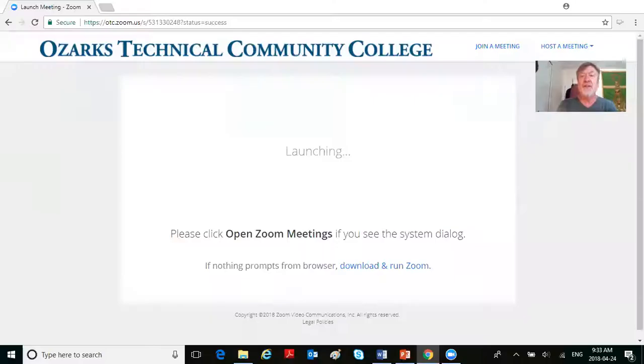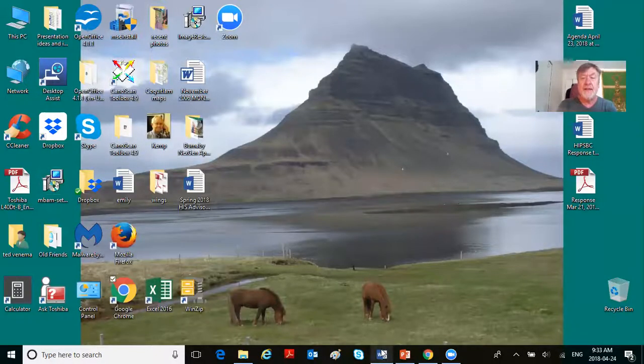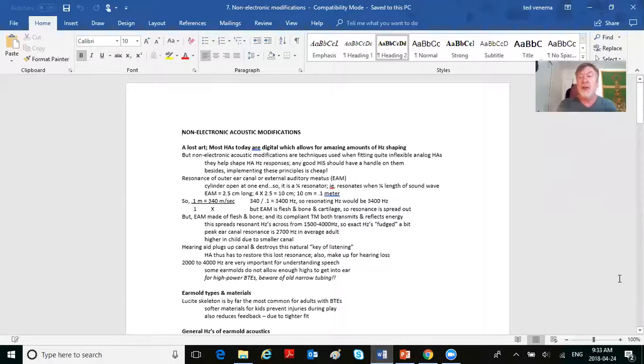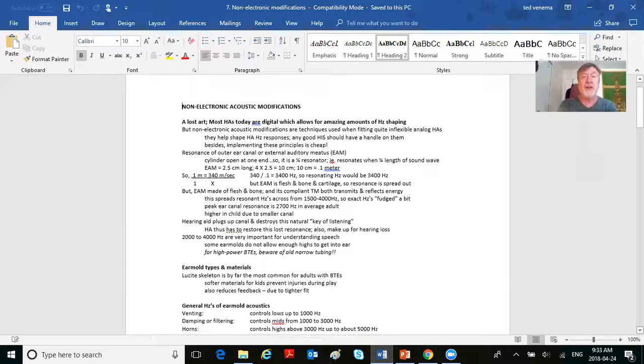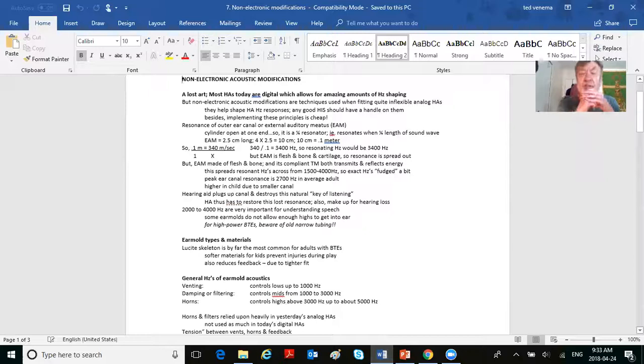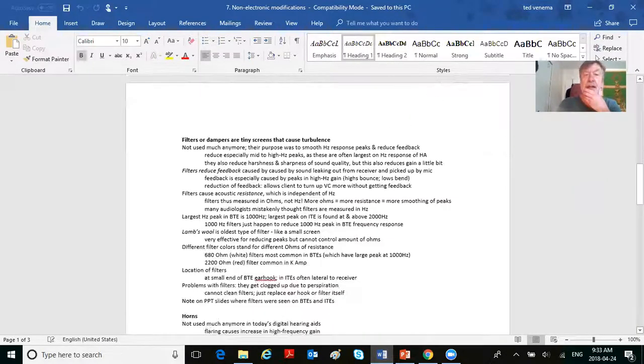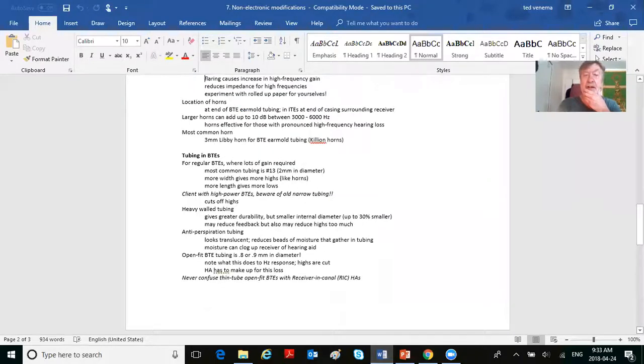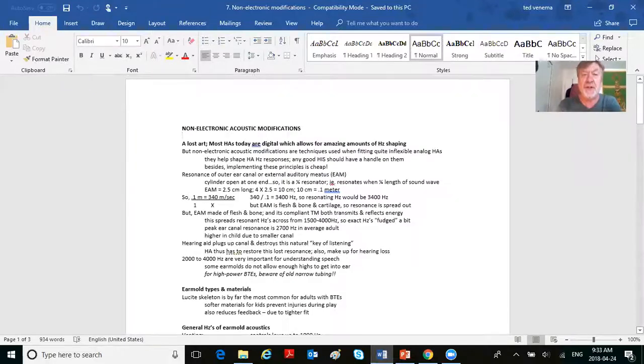Let's take a peek at what we've got here. So I will share screen and we'll move to see what some of this stuff is. Okay, shrink that, enlarge this. Here we go. Here would be our Word document on it, non-electronic acoustic modifications. And it basically, I believe, is a two-page thing. Okay, I'm scrolling down to the very end. Yeah, it's a two-page Microsoft Word document here, and it covers three general areas.